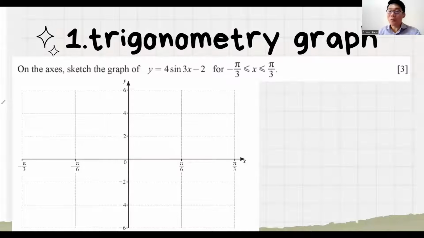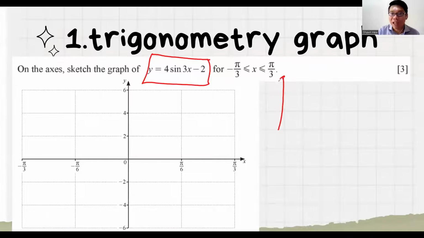So ladies and gentlemen, we officially go to IG's past year question. There are 2 ways to do. If this paper is paper 1 that you cannot use calculator, you must use the step-by-step method that I taught just now. First of all, this is a sine graph.